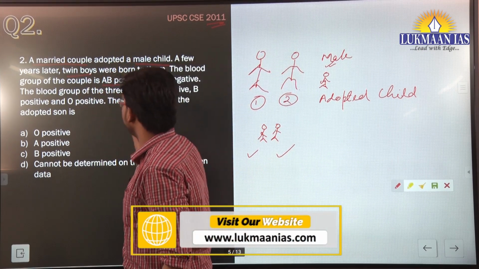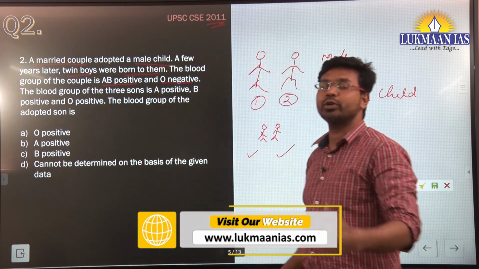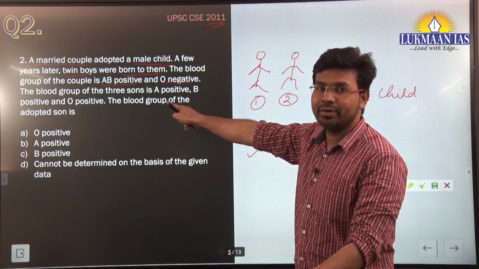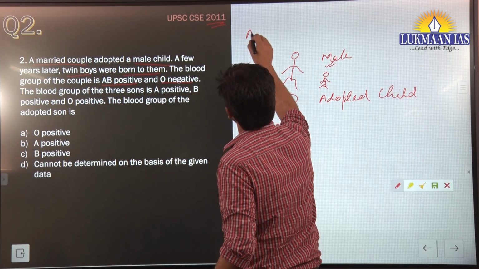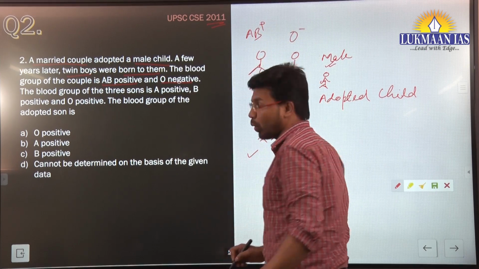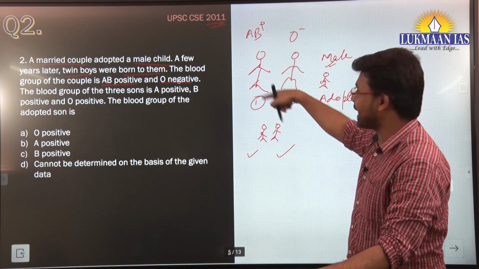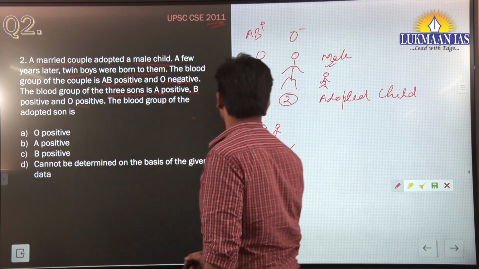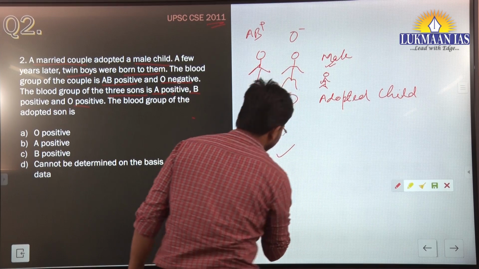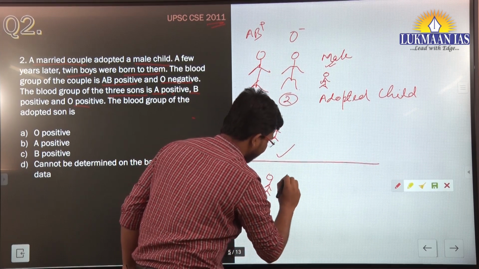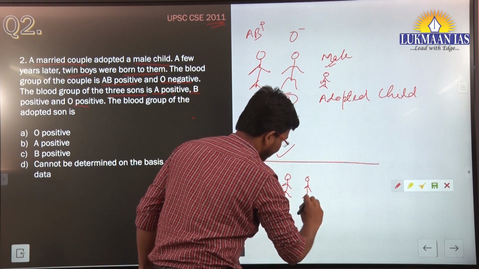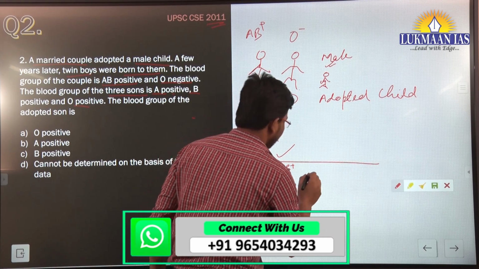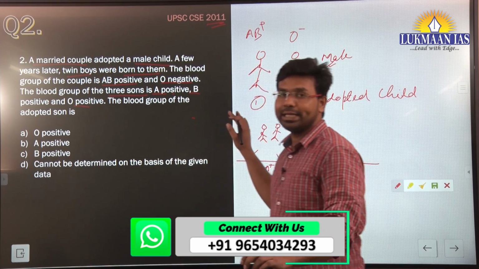The blood group of the couple is AB positive and O negative. It is not clearly mentioned whether the father or the mother has AB positive. So let us consider one spouse has AB positive blood group and the other has O negative. Keep track of the diagram that I am drawing. The blood group of the 3 sons is A positive, B positive and O positive. Over here I am again drawing these sons. One of them has A positive blood group, another has B positive, and one has O positive. This is all the information given in the question.